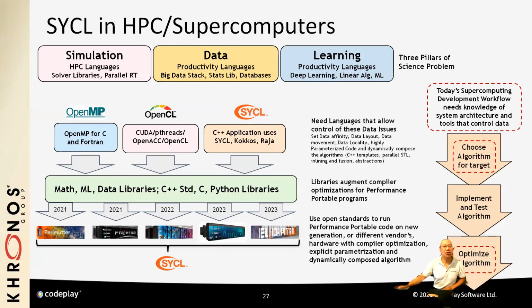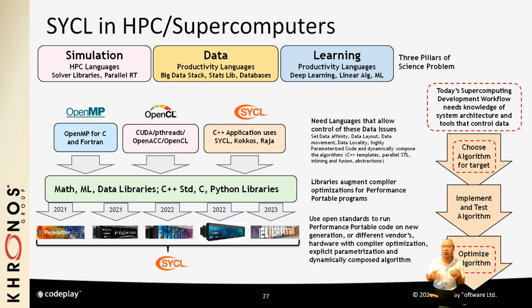So why is SYCL so appropriate for high performance computing when there are already so many other languages like OpenMP that have been there for so long? Well, it's because HPC workloads do persist for 20 years, and now it's expanding to serve the 3 pillars of science problems. One is simulation, which needs an HPC language with solvers and parallel runtime. 2 is data science, which needs a high productivity language for big data. And 3, machine learning, training and inference, needs a high productivity language for ML.